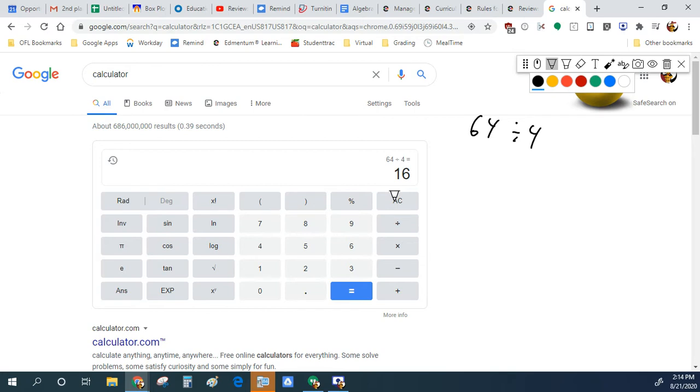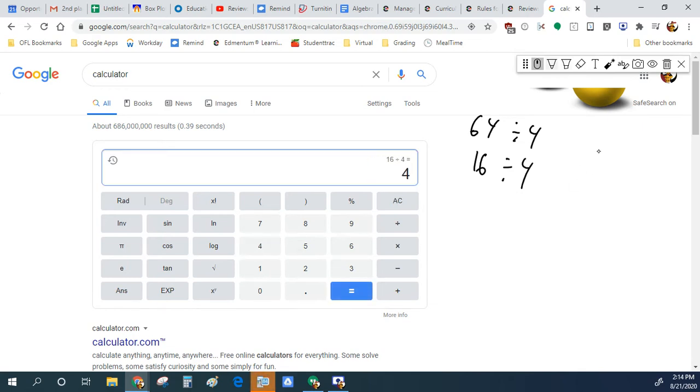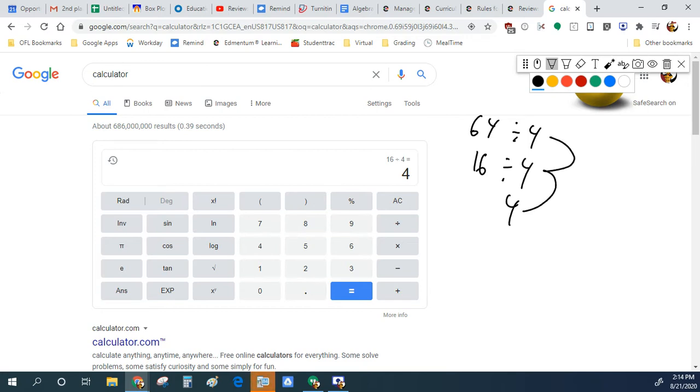You can keep track of it however you'd like. I'm going to divide this 16 by 4, and this is going to get me 4. So that means that 4 times 4 times 4 would be 64 because it's the opposite of division. In other words, 64 is the same thing as 4 to the third power.